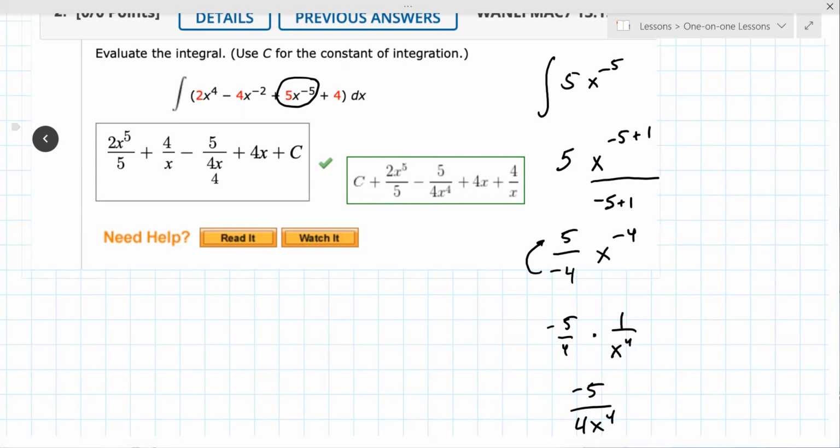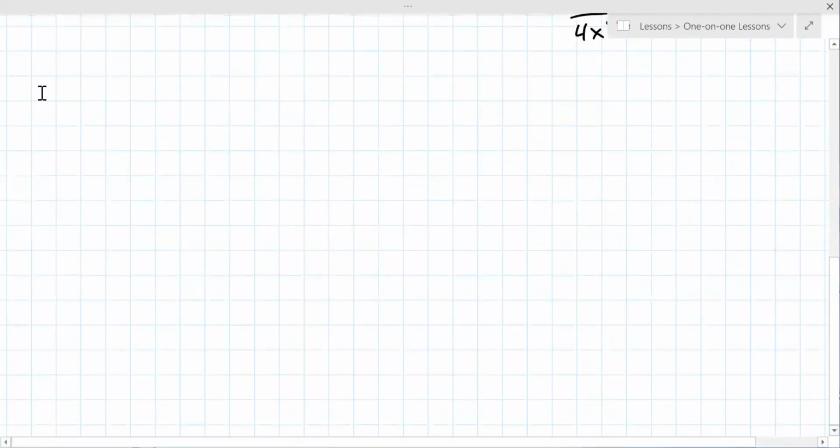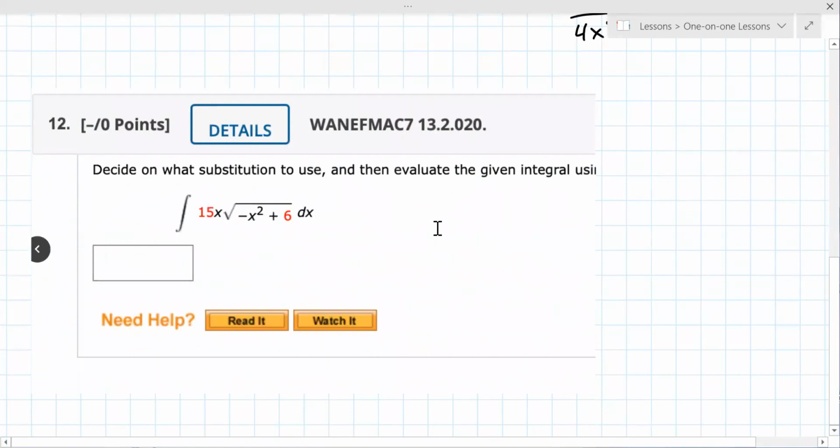All right. Should I move to some substitution problems? Yeah, that's fine. I see one at 12, 13. Yeah, let's start with 12. Okay. All right, decide on what substitution to use.